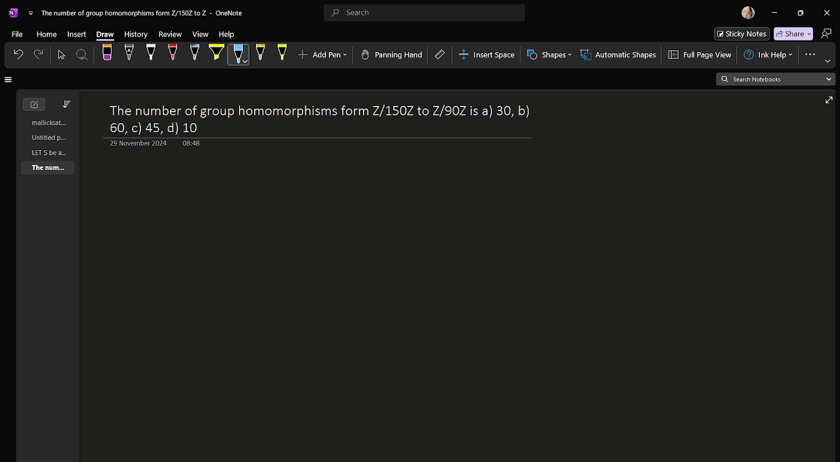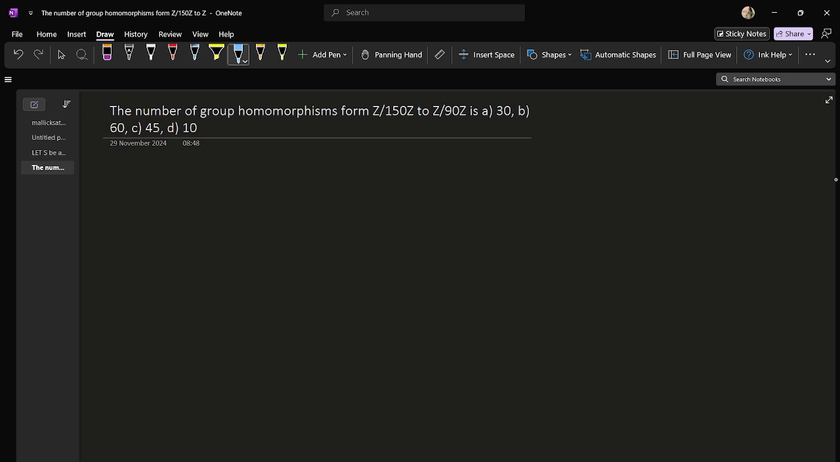So this question is from our part B. This is a single correct question. The question asks us: the number of group homomorphisms from Z mod 150Z to Z mod 90Z is? Option A is 30, option B is 60, option C is 45, and option D is 10.